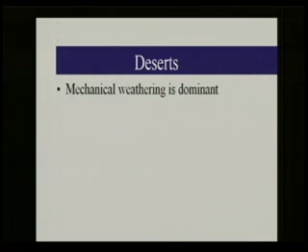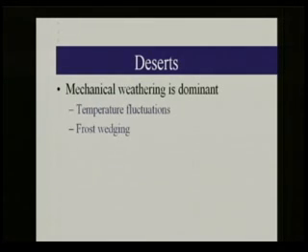Mechanical weathering is dominant in deserts because there is little precipitation, little water available for chemical weathering. Temperature fluctuations and frost wedging are the most prevalent forms of mechanical weathering in deserts. Frost wedging, even though a little bit of moisture is available, if it infiltrates cracks and joints during the freezing process at night, it can do a lot of mechanical weathering.